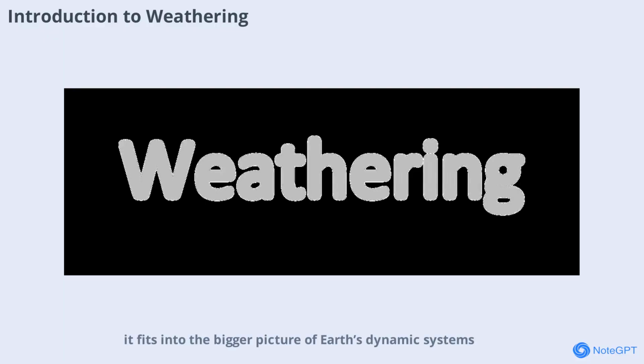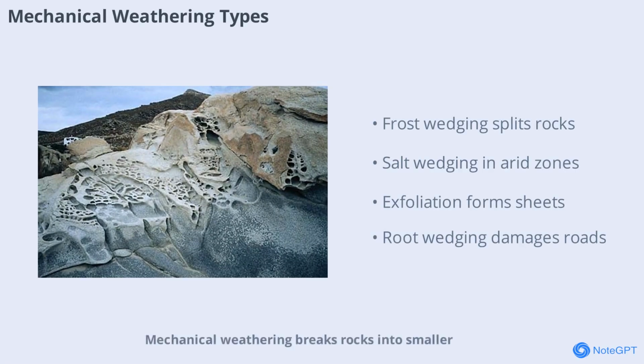Earth's dynamic system. Mechanical weathering breaks rocks into smaller pieces without changing their chemical composition. There are four main types: frost wedging, salt wedging, exfoliation, and root wedging. Frost wedging occurs when water seeps into cracks, freezes, and expands, splitting rocks apart. Salt wedging happens as salt crystals grow in rock pores, exerting pressure and causing fractures. This is common in coastal or arid environments.